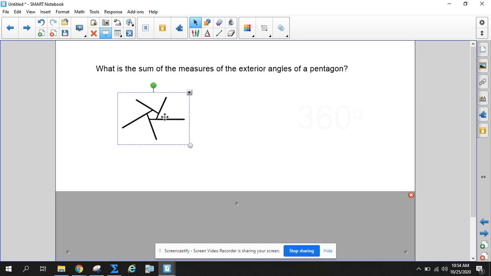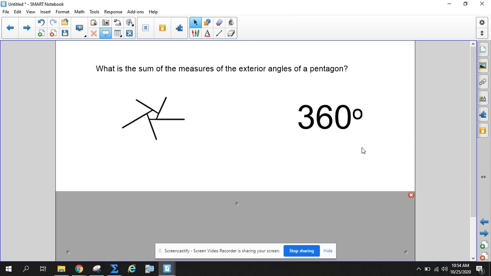So if I took all of the exterior angles of a polygon and added them together, no matter what type of polygon I'm working with, the angles are going to add to 360 degrees. Whether it's a pentagon, a hexagon, a nonagon, a 20-gon, all the angles will always add to 360 degrees.